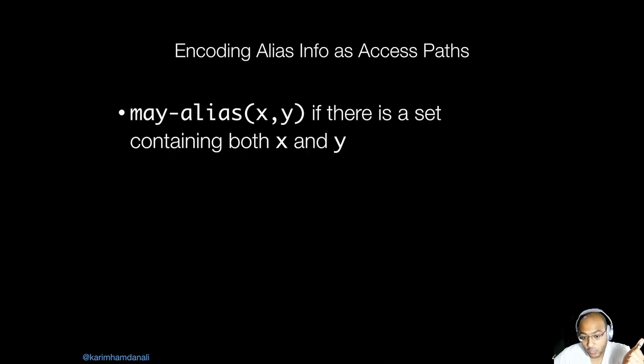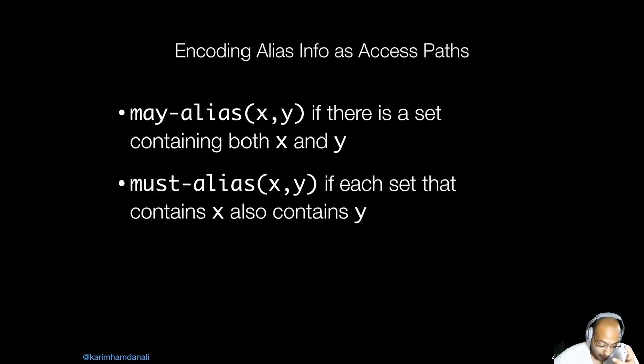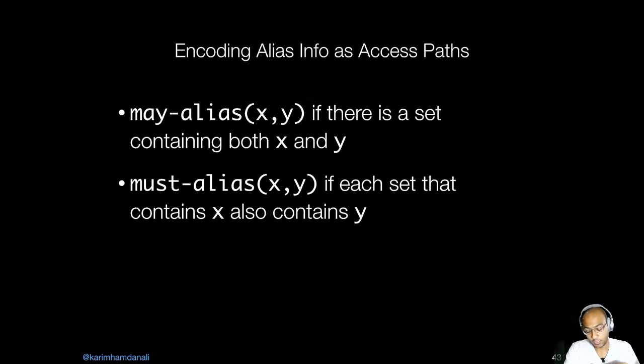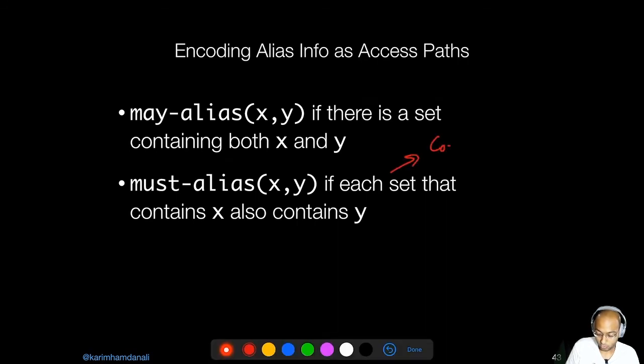So from that information that we have just seen, just by looking at the descriptors here, we can figure out may alias and also must alias. May alias would be if there exists a set, I only need one set, where both x and y are in. Must alias is if for every set that contains x, it also contains y. So they always coexist. So here they coexist for all. Here there exists one set where they coexist. That's enough.